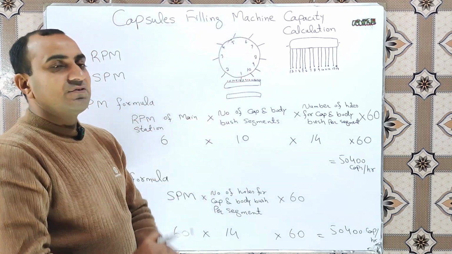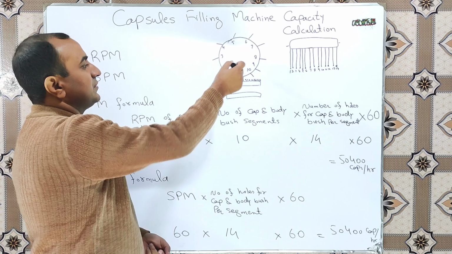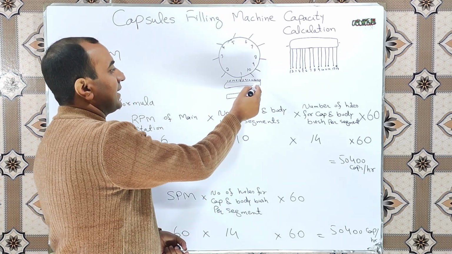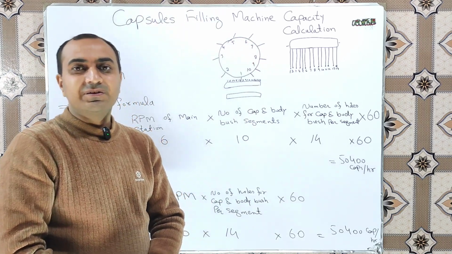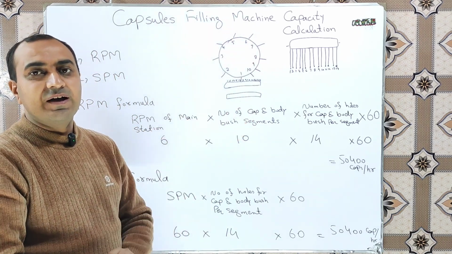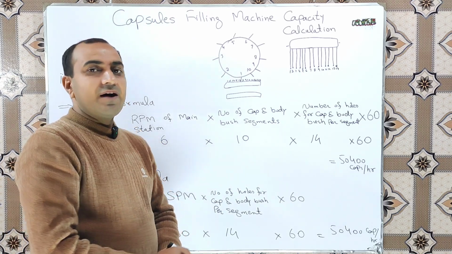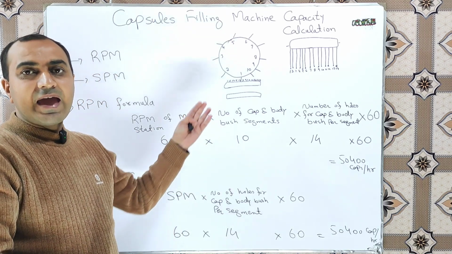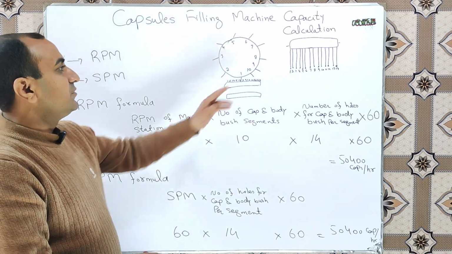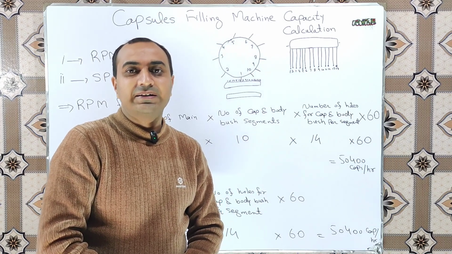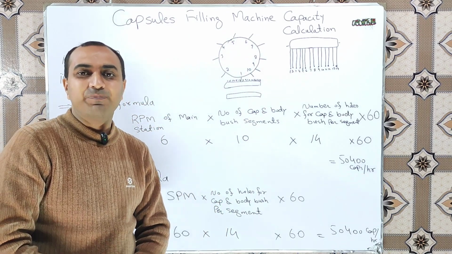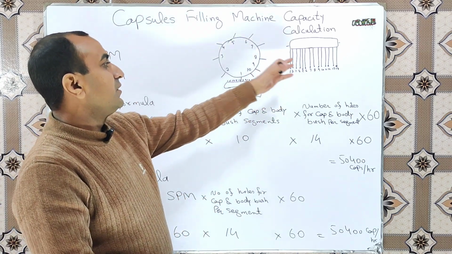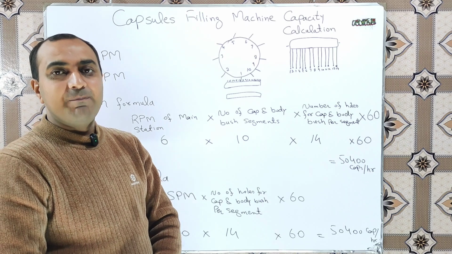This station has different segments like 1, 2, 3, 4. In this diagram our station has 10 segments, and each segment has holes or cavities where our caps and bodies are placed. And in this diagram our machine has 14 holes or cavities, cap bushes and body bushes. This one is the rough diagram for the tamping pins. You are familiar that tamping pins are used to fill the powder or granules into the capsules. So here we have the 14 tamping pins.